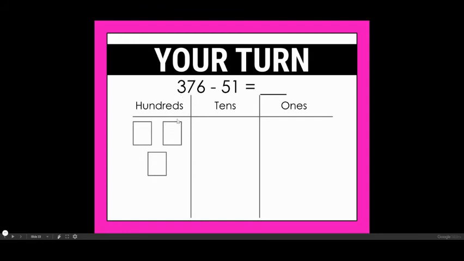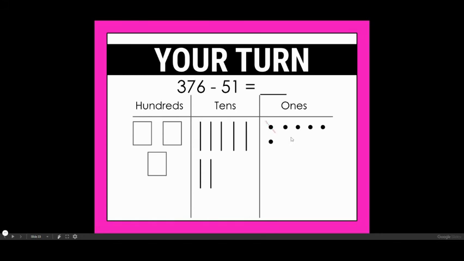Okay, for 376, you should have 3 hundreds. You should have 7 tens. And you should have 6 ones. Now we are going to take away our subtrahend. Which number are we going to take away? 51. So go ahead and take away your ones, your tens, and your hundreds, and then come back and check in with me and see if you got it right.